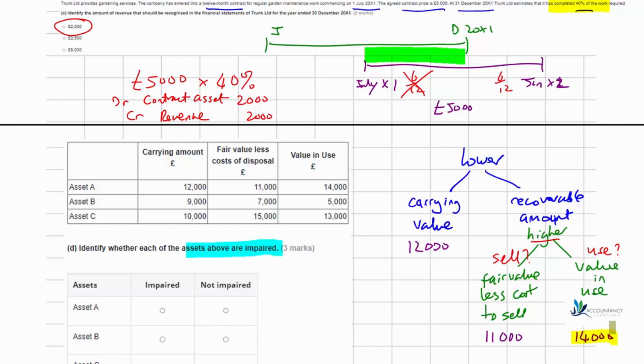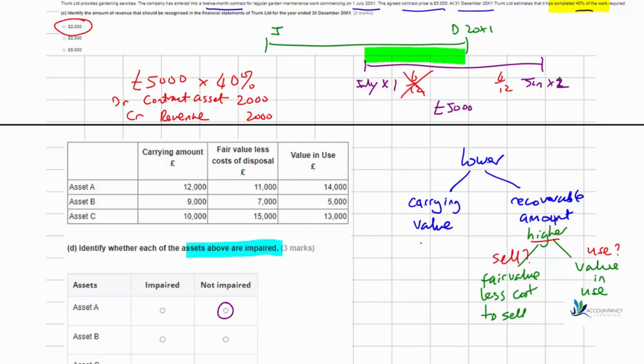And then we can compare with the carrying value, and we can see that the number in the accounts is 12,000. We could still earn 14,000 from this asset, which means despite it being damaged, the number in the accounts is still okay. So in that case, asset A is not impaired. We don't need to reduce its value because, for prudence sake, the carrying value is already at the lower figure.